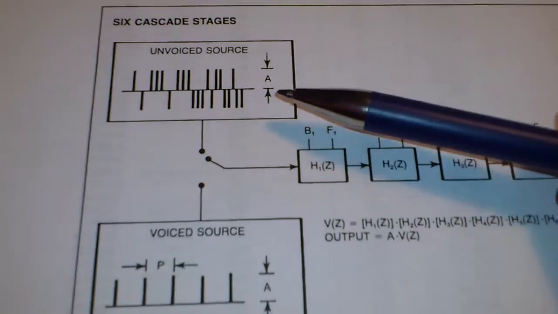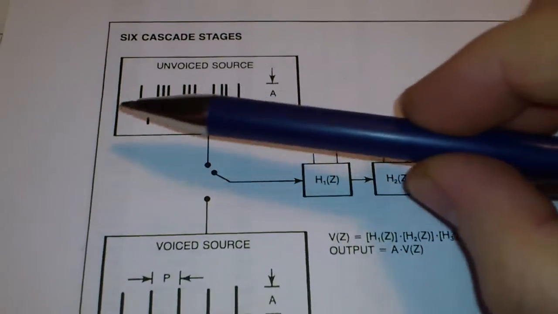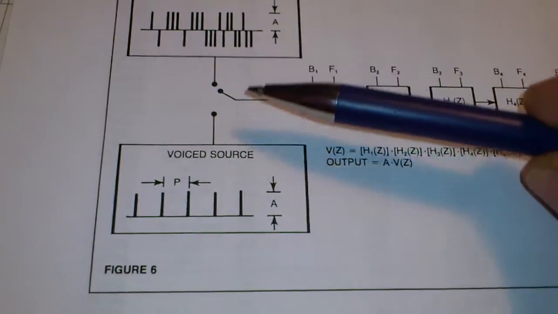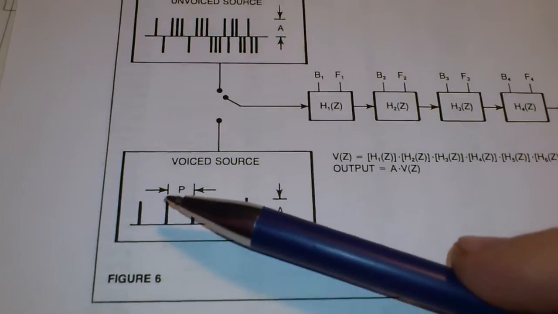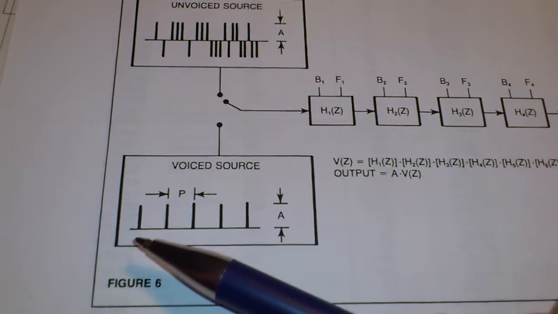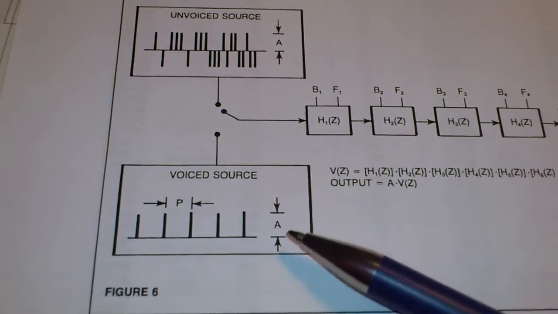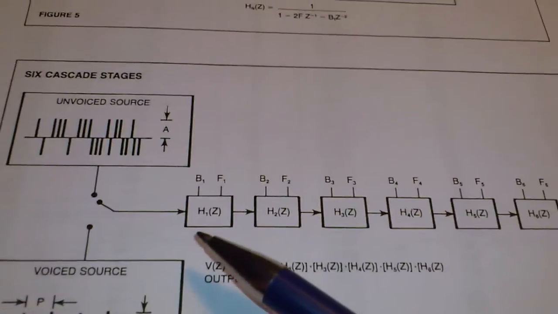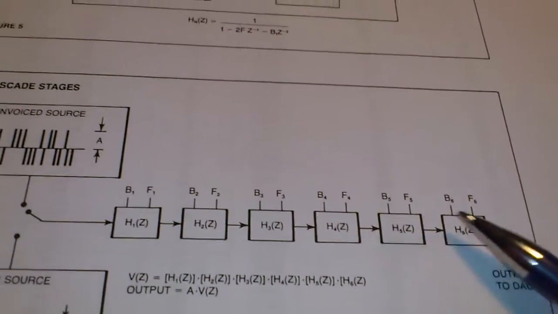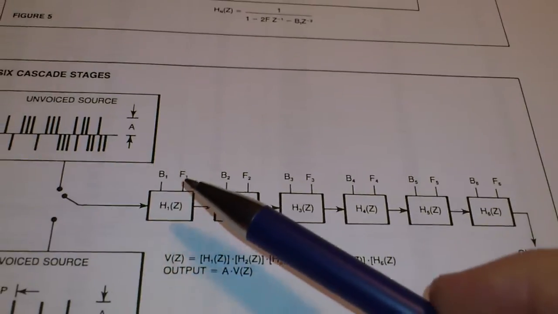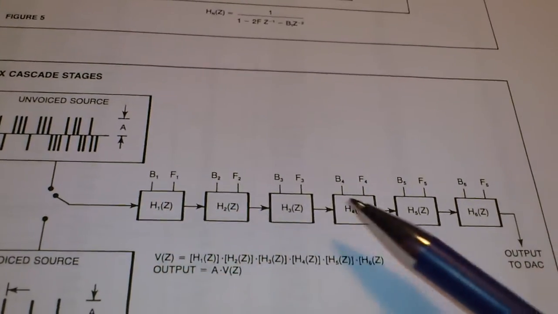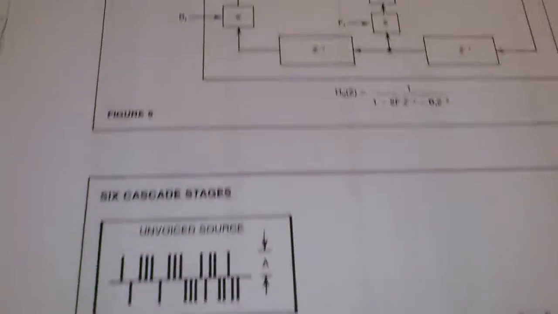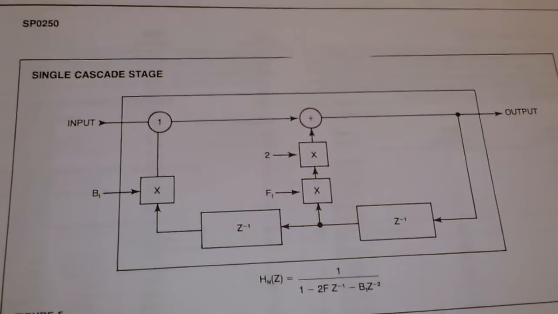Then you can see directly, if you have unvoiced sources, you just have the amplitude coming from the noise generator, or the impulse generator is taking the pitch into account, then the repeat here would be 5, and the amplitude that you set up. And then this is running through these 6 filters, where each filter is driven by 2 coefficients, B1, F1 until B6, F6. And that's how each filter stage looks.